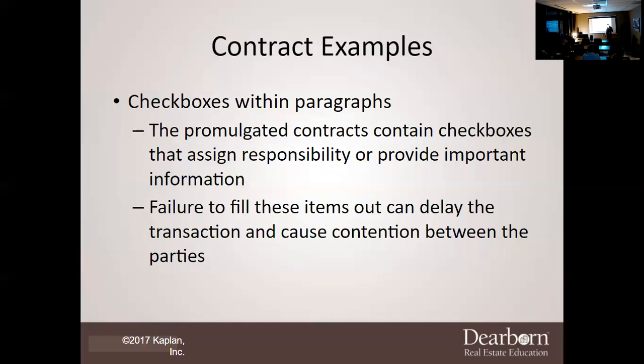There are time frames or timetables. I tell people this all the time. The most busiest time for a real estate agent, when do you think it is? The beginning of the transaction, the middle, or the end? What do you think, Mr. Garrett? When is the most busiest time for basically the buyer's agent? Beginning, middle, or end? What do you think?